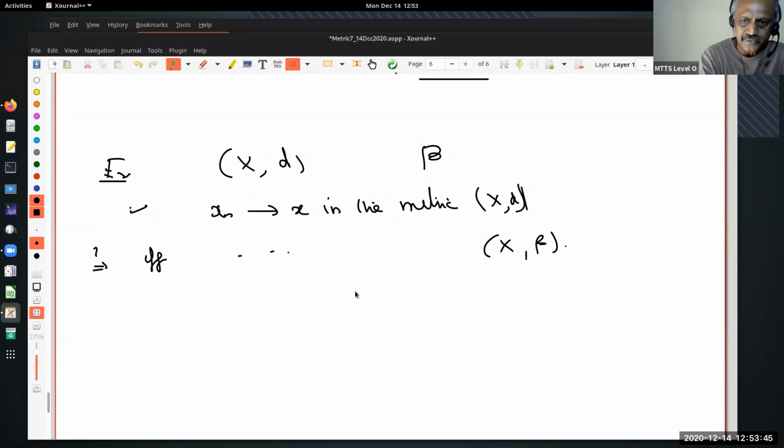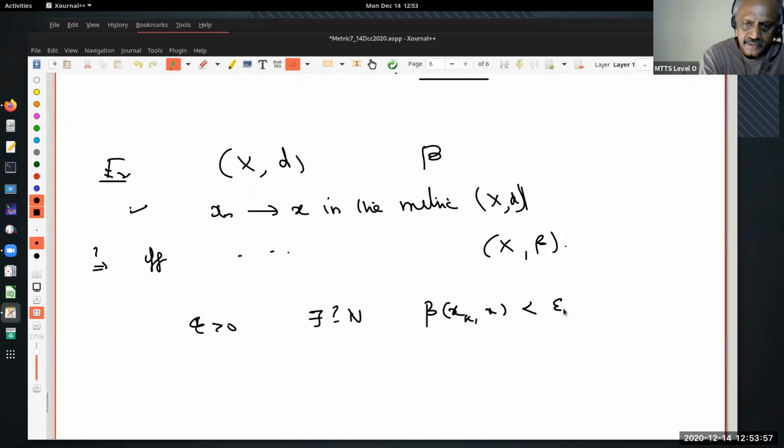Suppose x_n converges to x, I want to prove this, right? So you are going to give me an epsilon positive, then I have to say there exists a natural number n so that the distance between x_k and x is less than epsilon, because this is the distance. I want to prove this for every k greater than or equal to n, right?